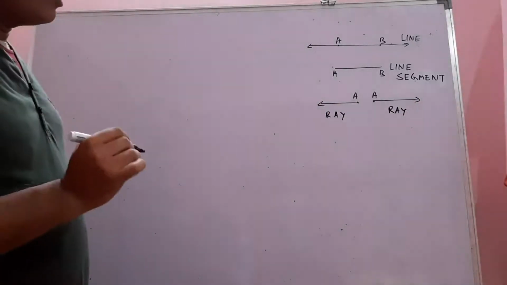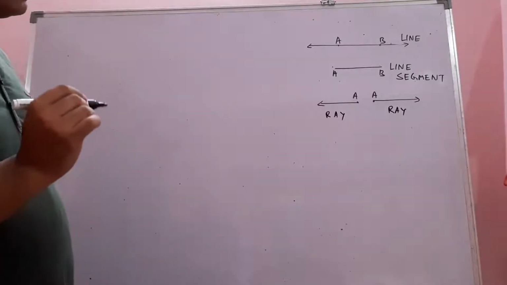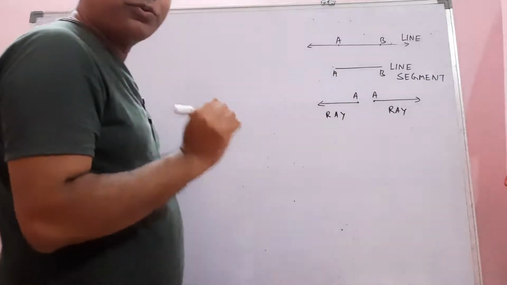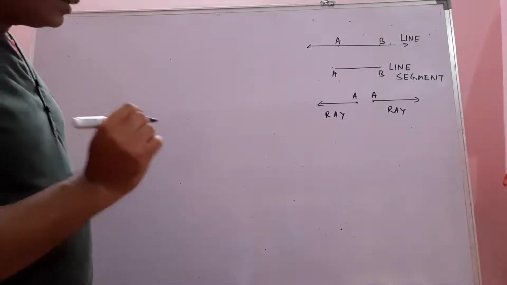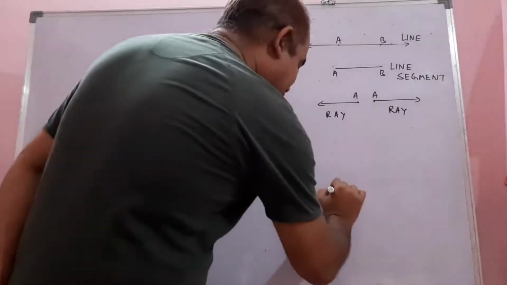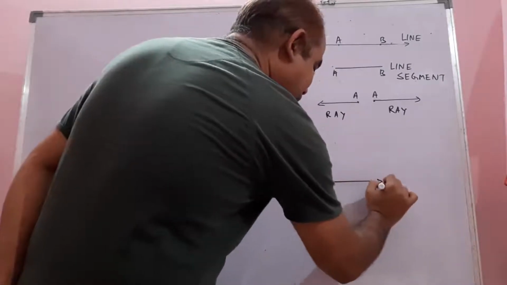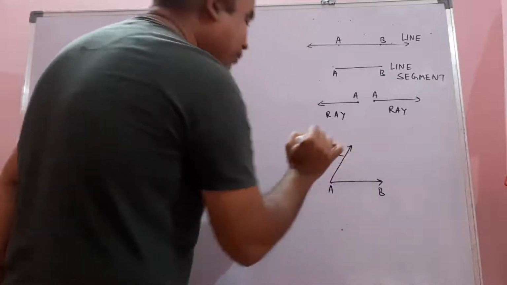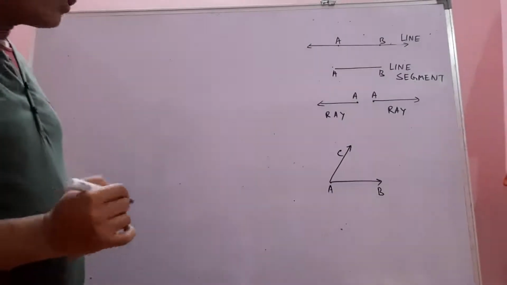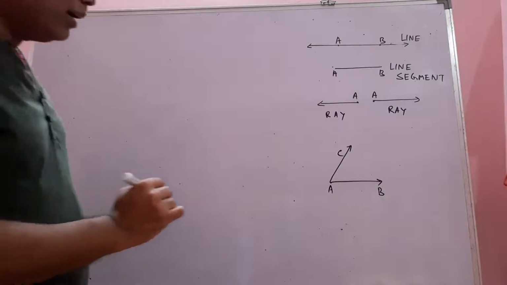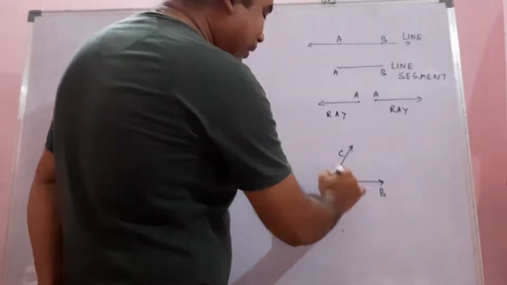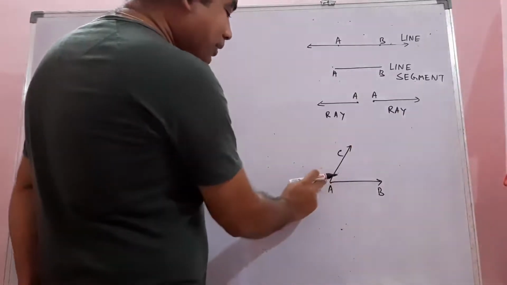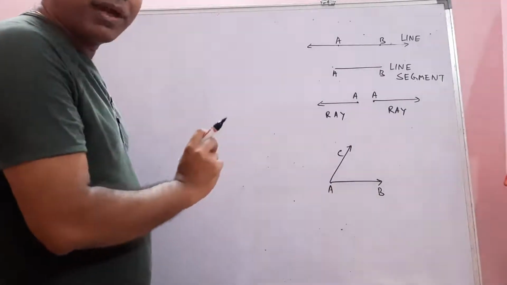Okay, now suppose there are two rays with the same endpoint. Say suppose with endpoint A there are two rays, one is ray AB, one is ray AC, with the same endpoint, or you can say two rays originate from the same endpoint. As a result of this, an angle is formed. So an angle is formed when two rays originate from the same endpoint.